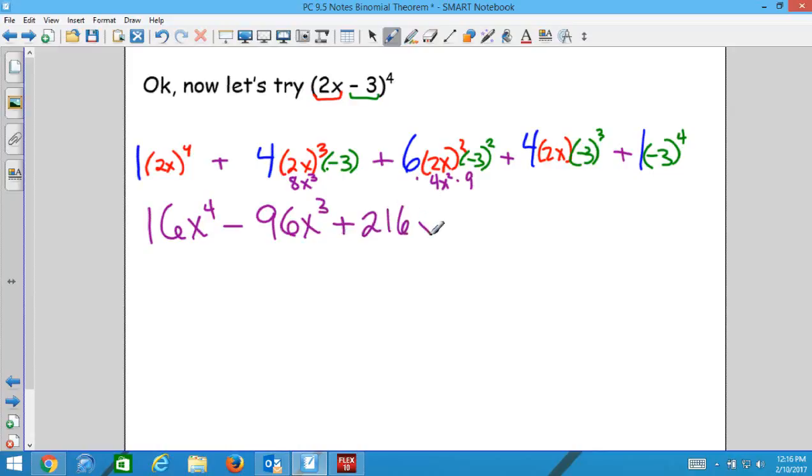I think it's this. I'm trying to remember. The next term will have 4 times 2x times -3 to the third, so -27. So I know it's going to be a minus. Yes. And then the last one, -3 to the fourth, that's 4 negatives, so it becomes positive 81. So we just expanded out that binomial without actually multiplying it all out.